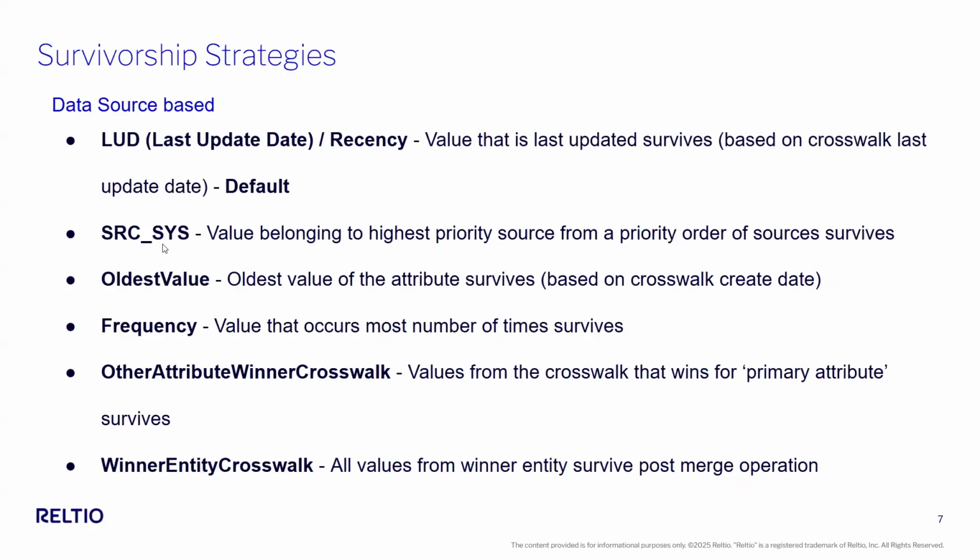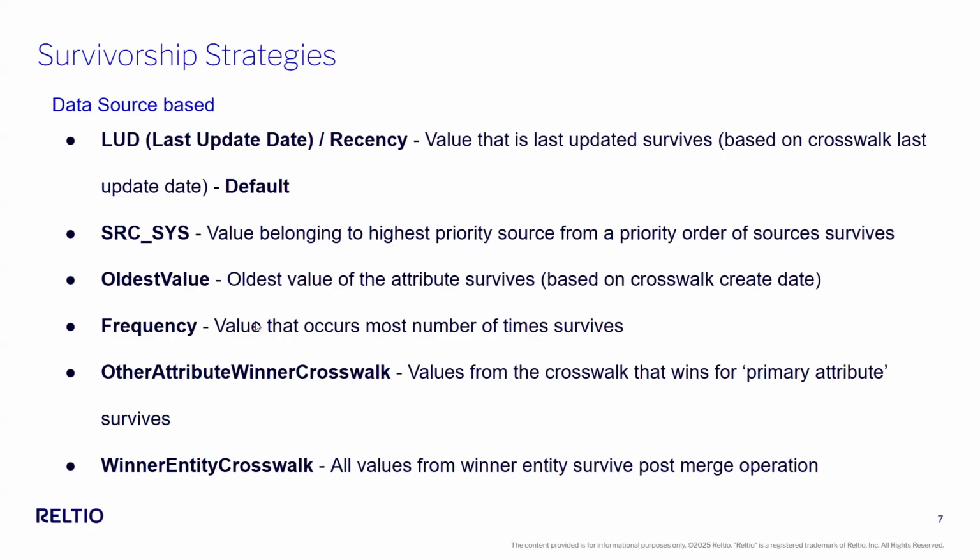Then we have the source system. The source system survivorship strategy lets you define a priority order of sources. You can say that Salesforce is my most preferred source, then the CRM, then Veeva, or whatever different products feed data into Reltio. The platform will first try to see if there are any crosswalks coming from the most preferred, top priority source. If there is data coming from the top priority source, that becomes the operational value. But if that doesn't provide any data, it looks at the next source in that priority order. It keeps falling back to the next priority until it finds data coming from one of the sources.